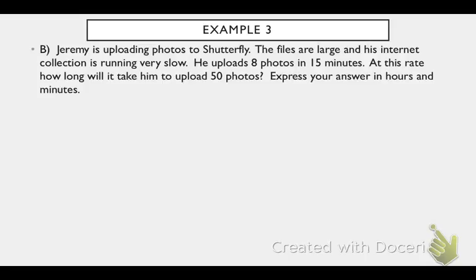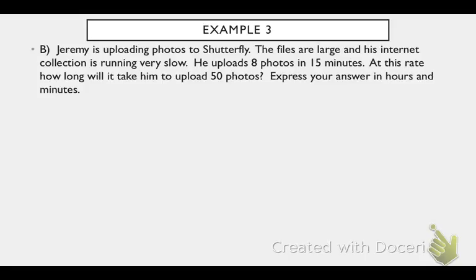Okay. Another real-life application says Jeremy is uploading photos to Shutterfly, which is a website for printing pictures. The files are large, and his internet connection is running very slow. He uploads 8 photos in 15 minutes. At this rate, how long will it take him to upload 50 photos? Express your answer in hours and minutes.